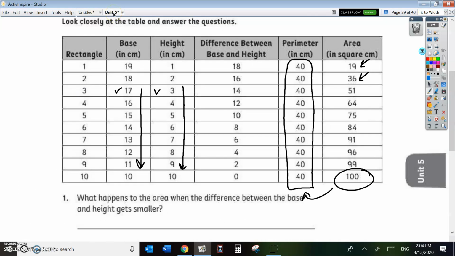So what happens to the area when the difference between the base and the height gets smaller? If you look at the first example, rectangle number 1 has a large difference. 19 minus 1 is 18. So when the difference gets smaller, as they continue down, the smaller the difference means a larger area.